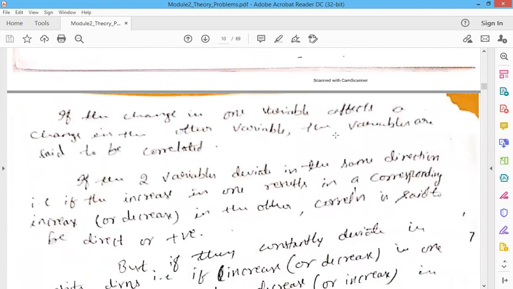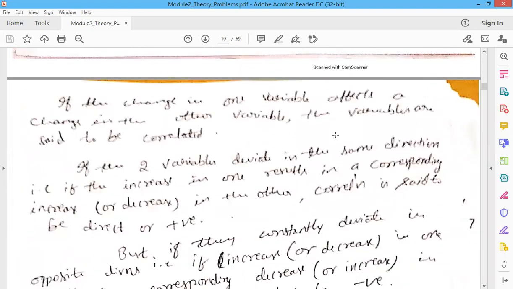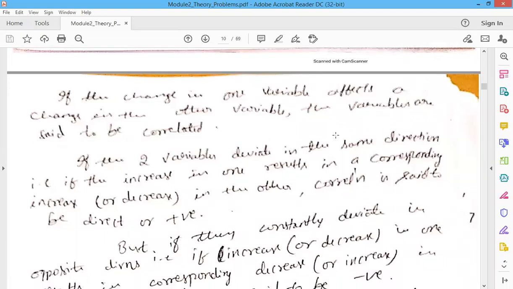So here, first we'll take up the correlation. As I told, it is used for measuring the relation between the two variables. Suppose if one variable's characteristic is going to change, that is going to affect another variable. That is, the characteristics of the other variable are also going to change. So we can say that both the variables are correlated with each other.